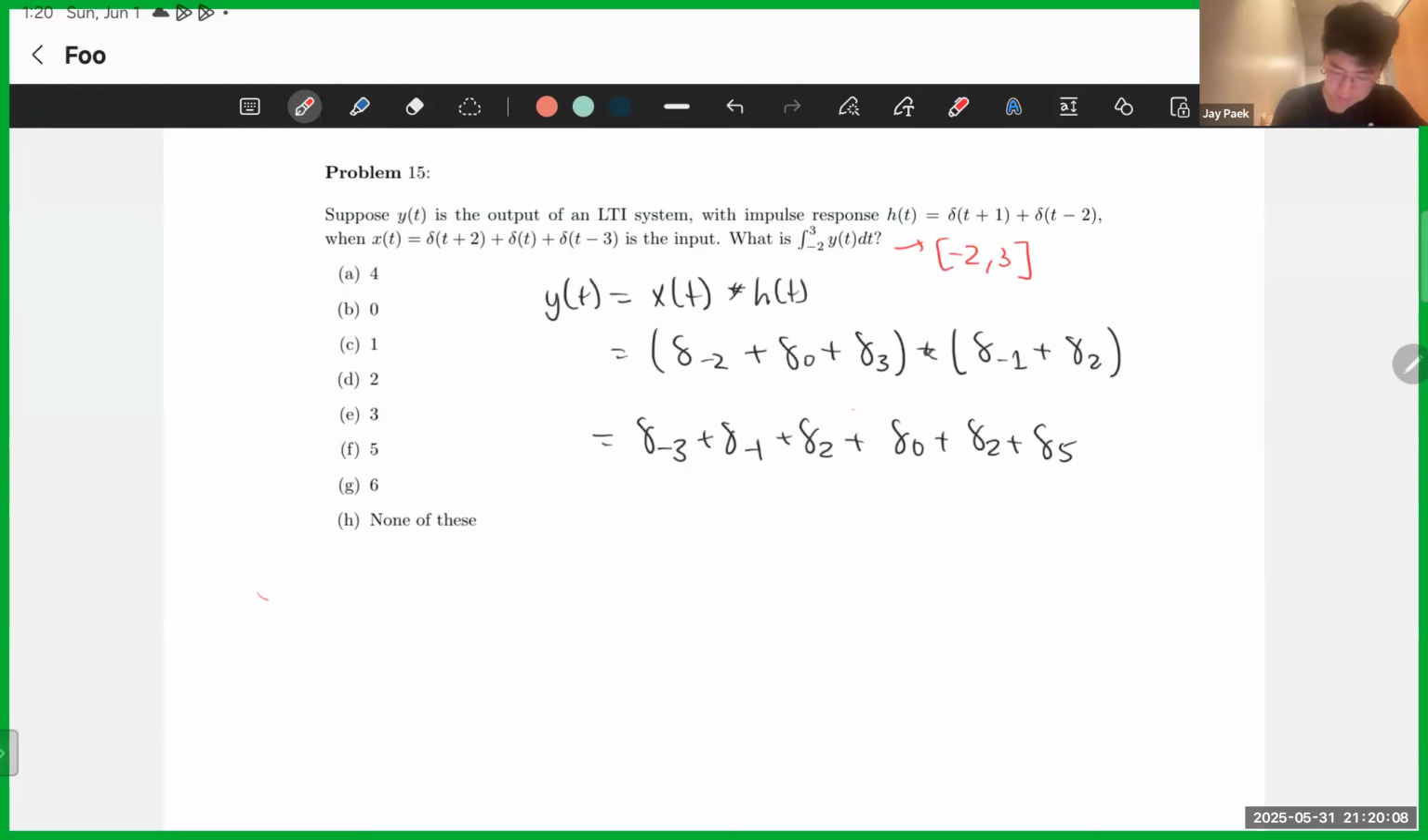Which ones fall in -2 to 3? Well, this one does, this one does, this one does, this one does. Only 4 fall into that, so we just get answer 4.